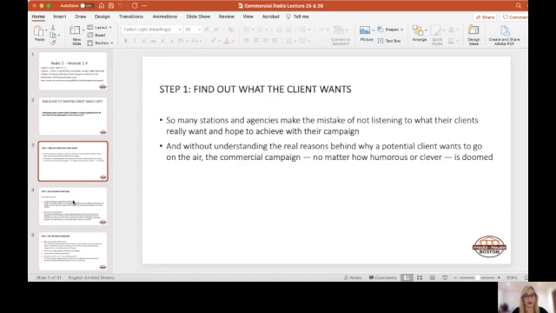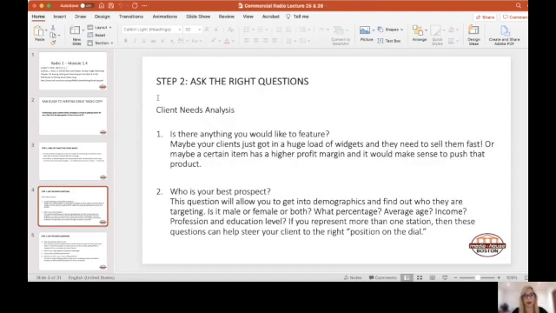From there, we move on to step 2, ask the right questions. So to find out what the client wants, you have to ask a couple of questions. Some people call it a client needs analysis. And even though this isn't the most exciting part of the creative process, it's crucial to your success. Again, think of the design thinking process, part of the first question, the what is question with the research and with everything that they want. This is part of that, okay?